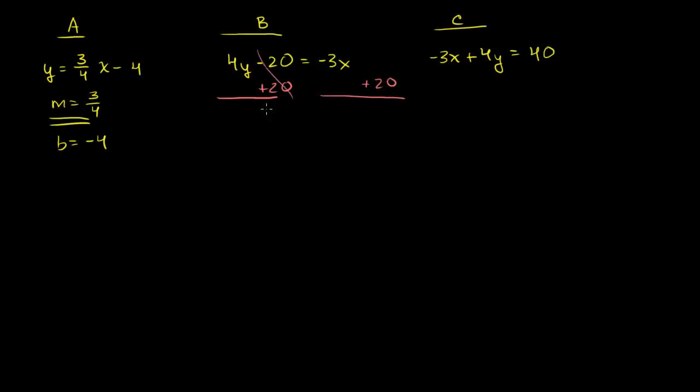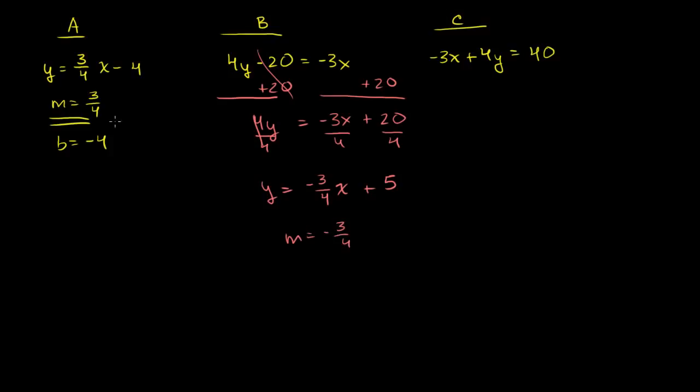The left-hand side, those cancel out. That was the whole point. You get 4y is equal to negative 3x plus 20. And now we can divide everything by 4, just dividing both sides of this equation by 4. We are left with y is equal to negative 3/4 x plus 5. So in this case, the y-intercept is 5. But most importantly, the slope is negative 3/4.